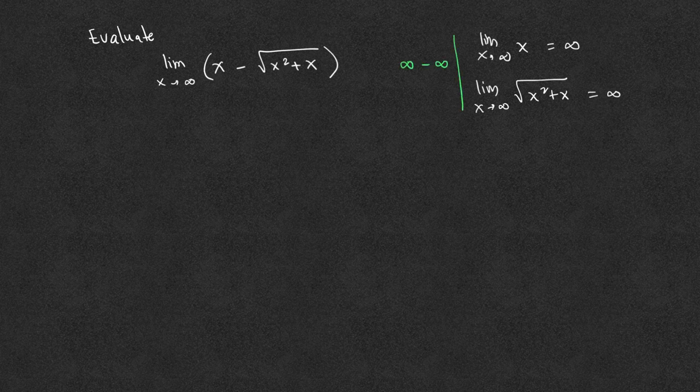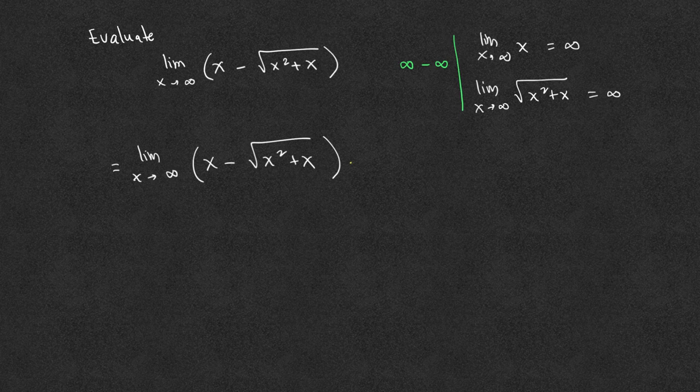So we can use L'Hopital's rule. But before we can use L'Hopital's rule, we need to rewrite this so that this is a ratio, something over something. As of now, we have the limit of the difference, x minus the square root of x squared plus x. The trick when we have the radical is to multiply by a well-chosen one.